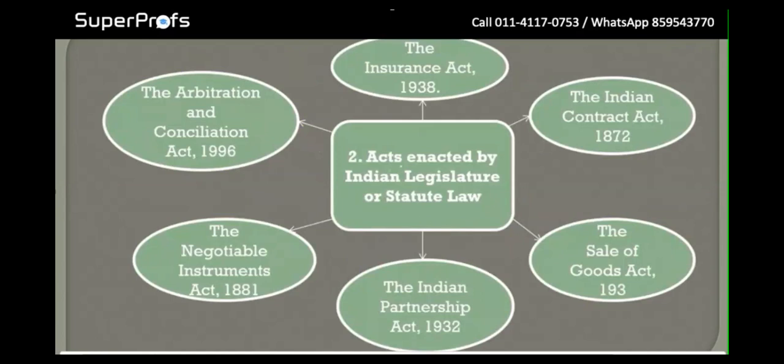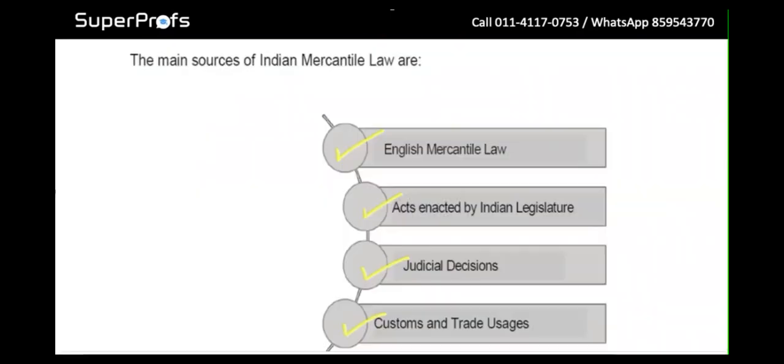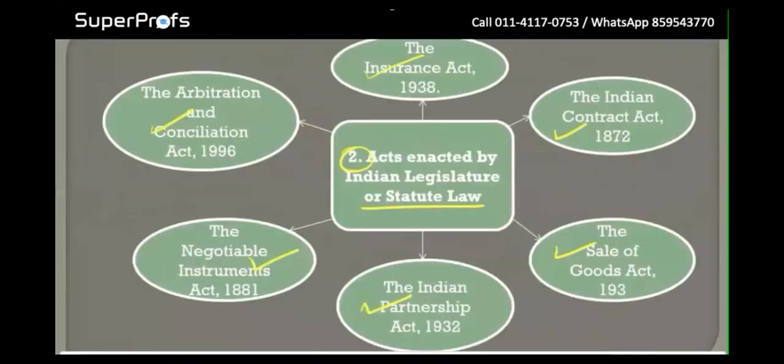Let us look at the acts enacted by the Indian legislature, or what we call the statute law. This is the second source. We have the Indian Contract Act, Sale of Goods Act, the Partnership Act, Negotiable Instruments Act, Arbitration and Conciliation Act, Insurance Act. All these are the sources which come under acts enacted by the Indian legislature.